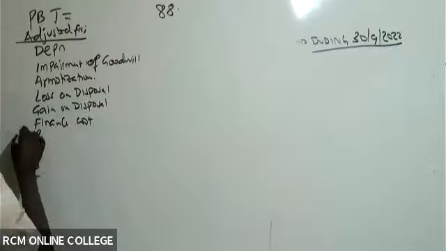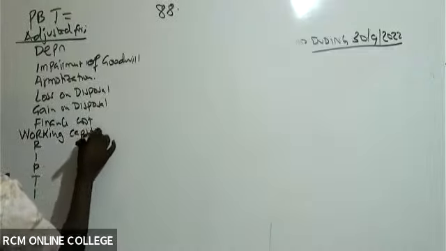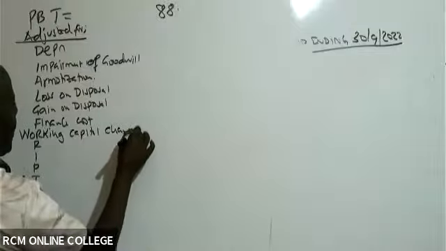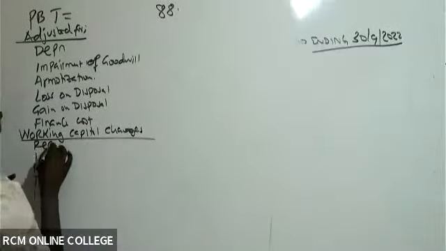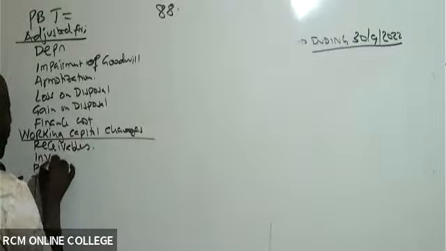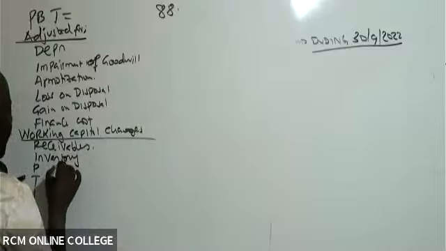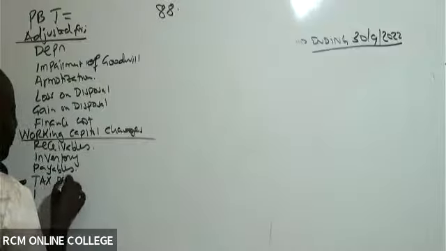We have here working capital changes. You underline this. Then we have receivables, then inventory, then payables. Then we have here tax paid, and then we have interest paid.